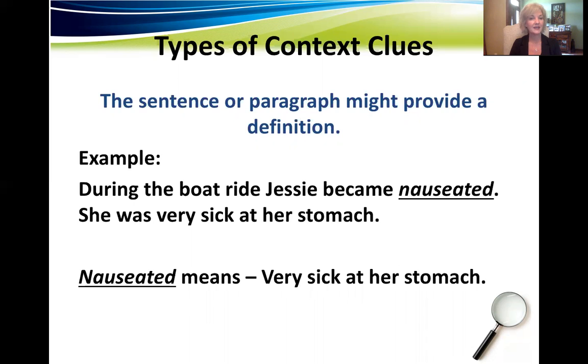Well, if you look back in the text, if we just read during the boat ride, Jessie became nauseated, we might not be able to determine what nauseated means. But once we keep reading, it told us what it meant. She was very sick at her stomach. So we determined nauseated means very sick at her stomach.